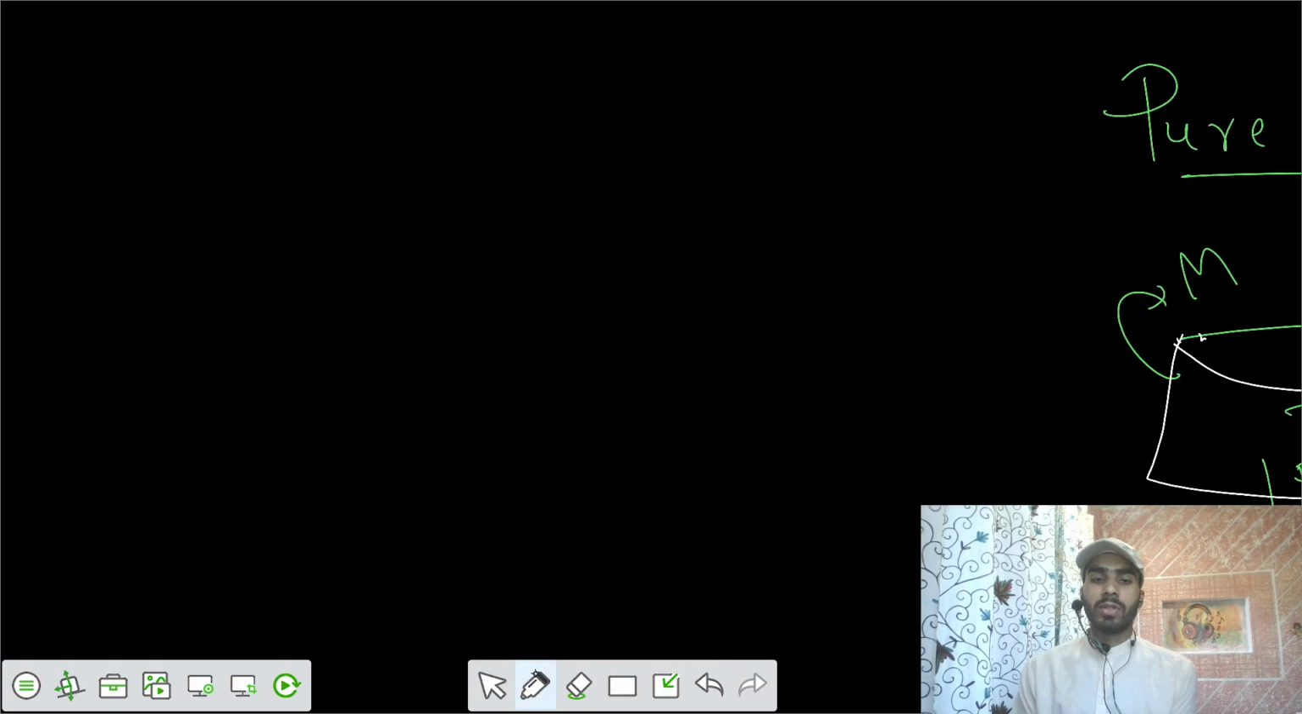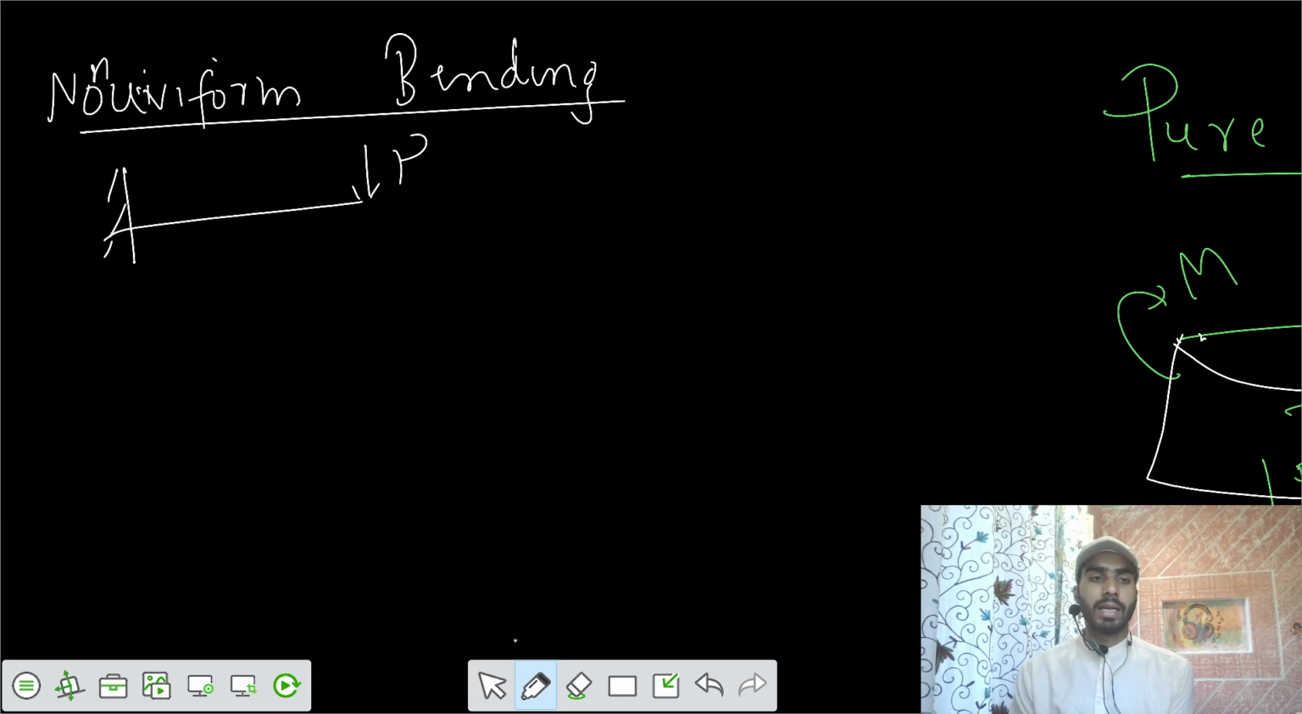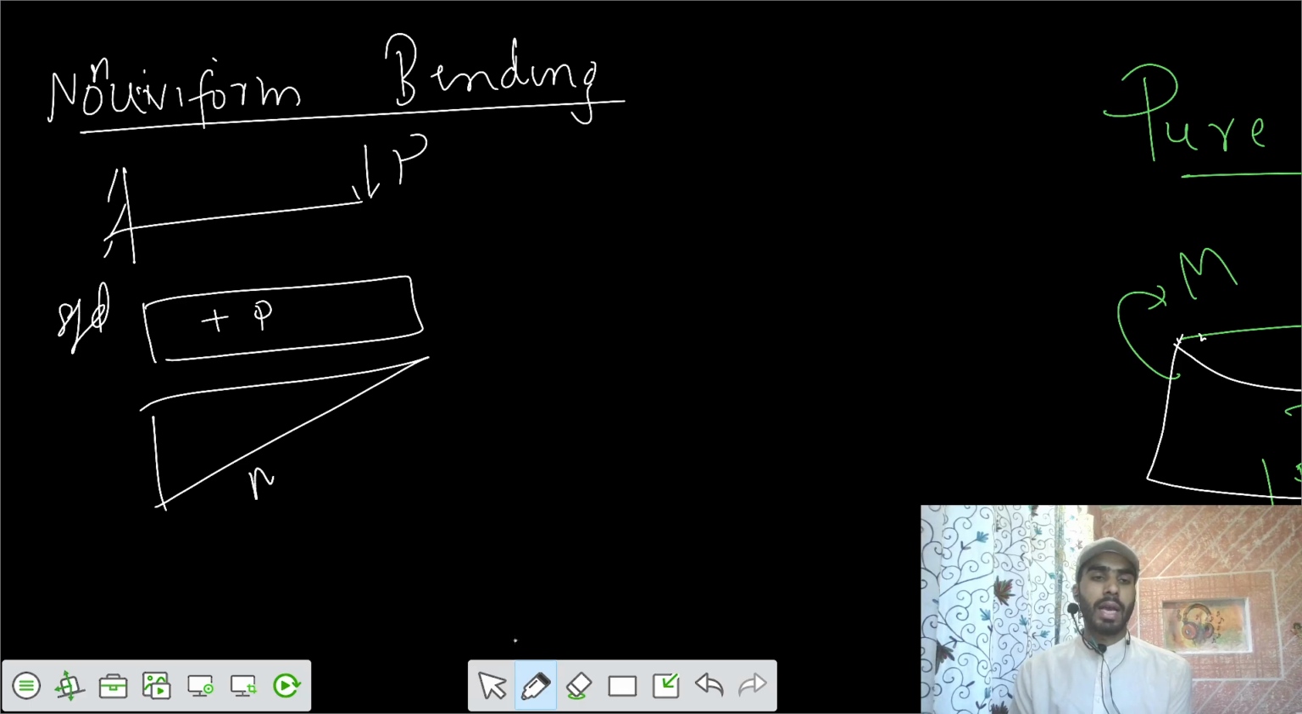Now if we talk about non-uniform bending, that means there would be some shear force also. Let's say you have a cantilever and your load P, and the shear force diagram looks like a positive P, and the BMD looks like a linear variation. So M is uniformly varying, but it's not uniform. It's not constant.